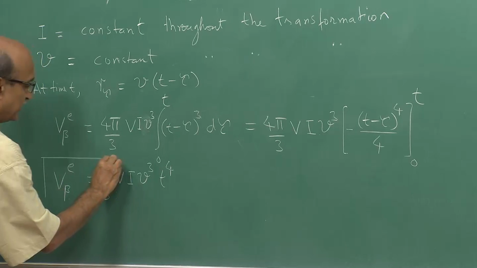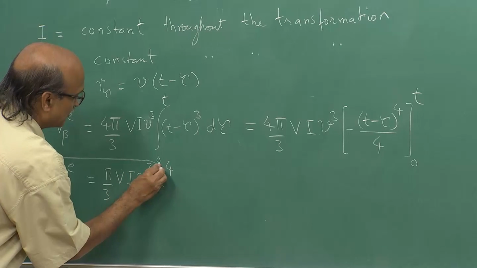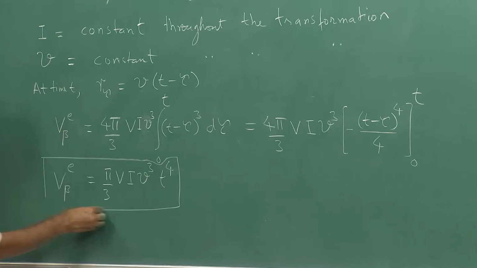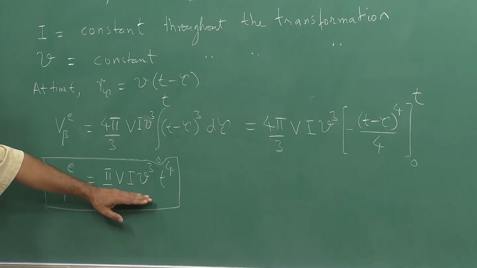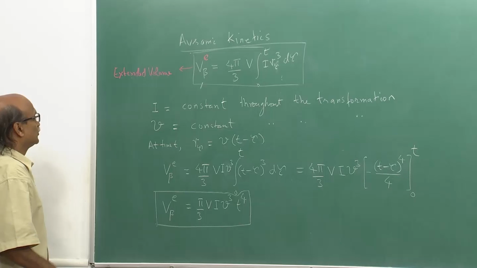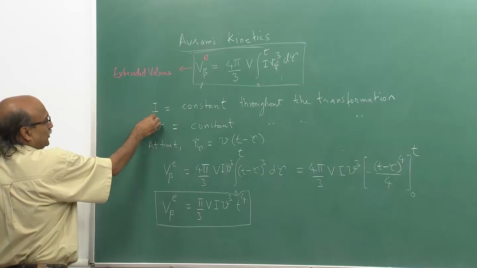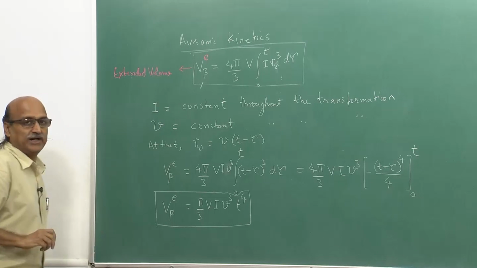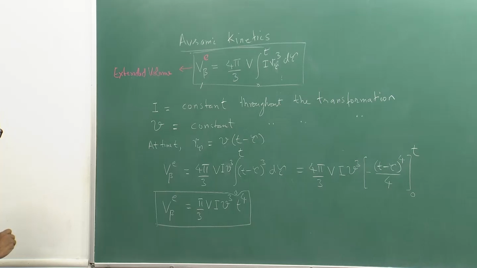So, this is the extended volume at any time t for the situation where nucleation rate is a constant and the growth rate is a constant.